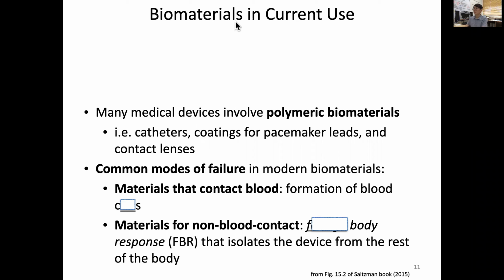Many medical devices in current use involve polymeric biomaterials. For example, catheters, coatings for pacemaker leads, and contact lenses are made of polymers. The common modes of failure in modern biomaterials are of two kinds: biomaterials that directly contact the blood, or non-blood contact. Materials that contact blood will form blood clots. That is a common problem and issue.